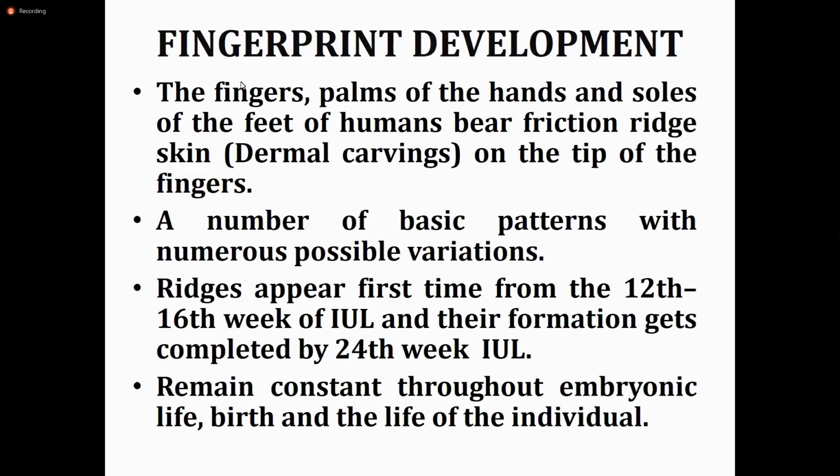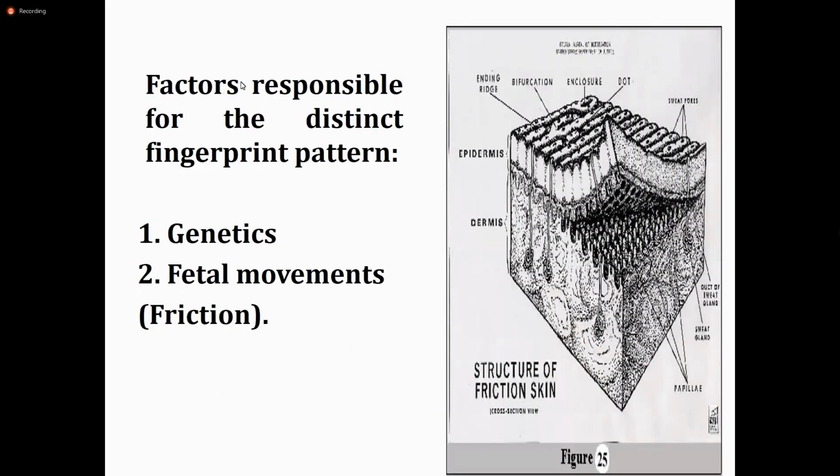Fingerprint development, like we said: the finger, palm, and the hand and soles of the feet of humans bear friction ridges. These are the dermal carvings on the tip of the finger. A number of basic patterns are seen. The ridges, like I told you, first appear at the 12th to 16th week of intrauterine life, and the formation gets completed by the 24th week of intrauterine life. And then from then onward, they remain constant throughout the embryonic life, birth, and the life of the individual. Factors responsible for the distinct patterns are genetics, fetal movement, friction, and all that.